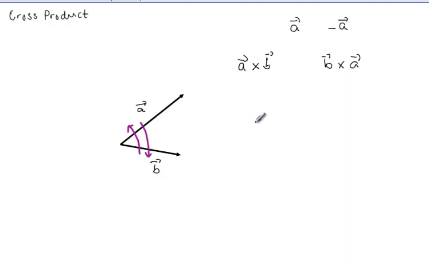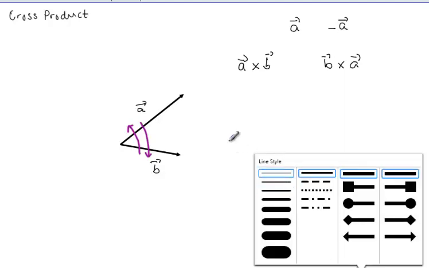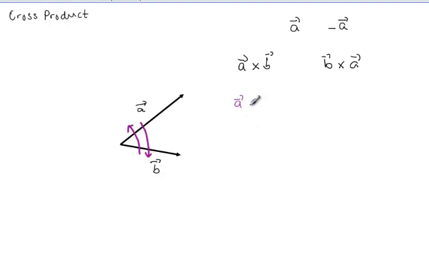Now, what I want to do is to start with how you do this computation. So I'm going to get two vectors in 3 dimensions. Then let's say A is equal to, I will use the unit vectors.